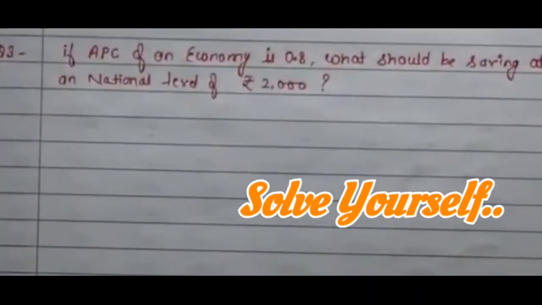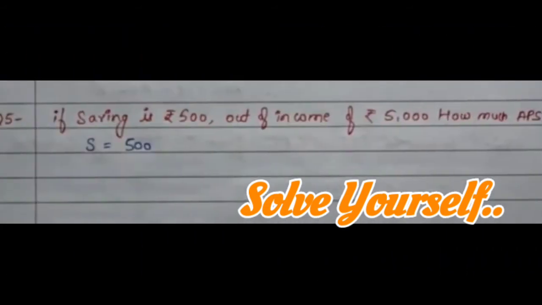If APC of an economy is 0.8, what should be the saving at national level of rupees 2000? Next question: if saving is 500 and income is rupees 5000, how much will be the APS?